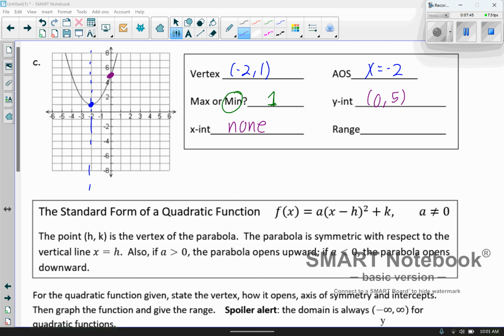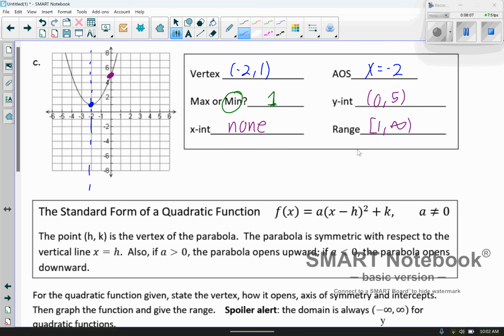And then for the range, once again, we have a minimum at 1. And then we go up indefinitely. So we put infinity for our maximum because it continues to grow. Okay, so that's kind of like a little introduction to these. And so now what we're going to look at is how to graph them when given an equation.